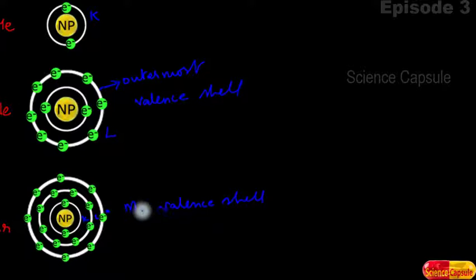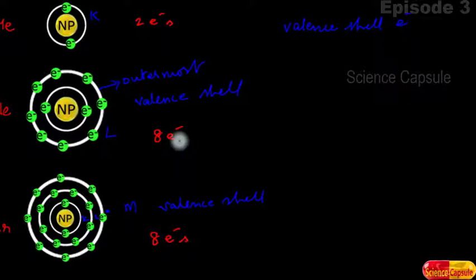The electrons present in the valence shell are known as valence shell electrons. In helium there are 2 valence electrons. In neon we have 8 electrons in its valence shell, and in argon also we find 8 electrons in its valence shell. All these elements have a stable configuration.